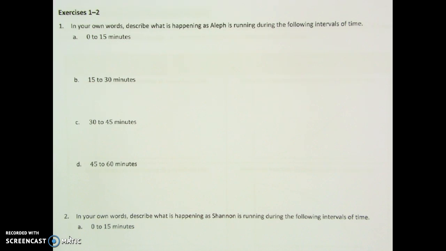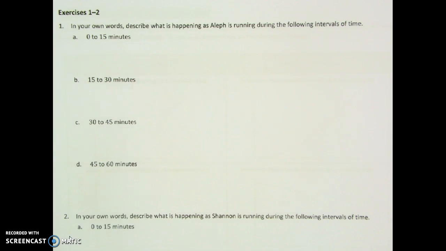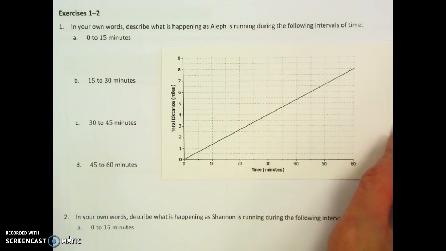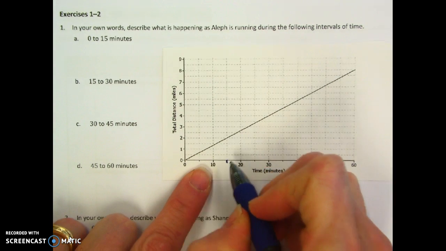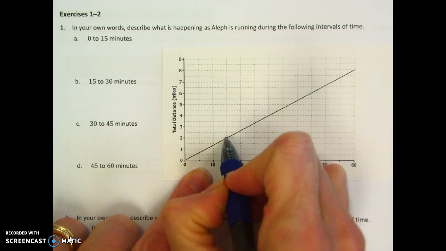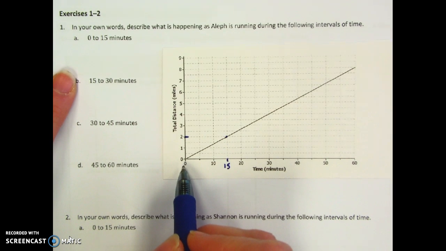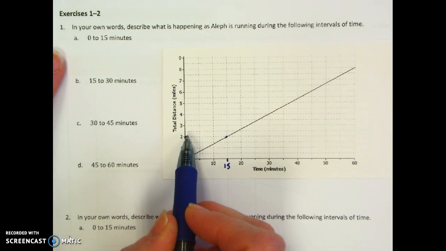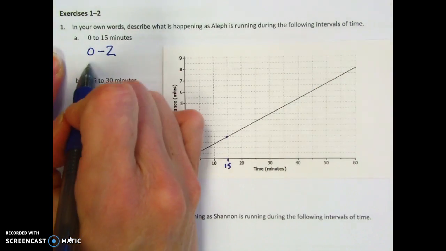All right, so what we're looking at in the first couple exercises is how far they went from 0 to 15 minutes, 15 to 30, 30 to 45, and 45 to 60. So we're going to have to look back to the graph. Here's the first graph for us. From 0 to 15, 15 is right here. If we go up, 15 would be on the 2. So they went from 0 to 2 miles. So 0 to 2 is a total of 2 miles.